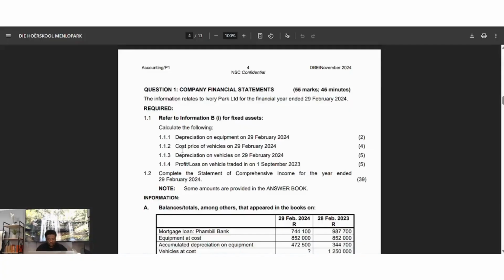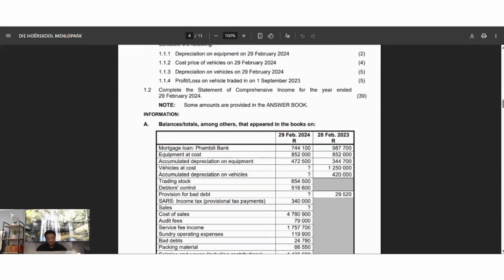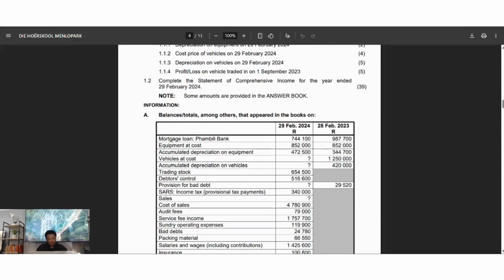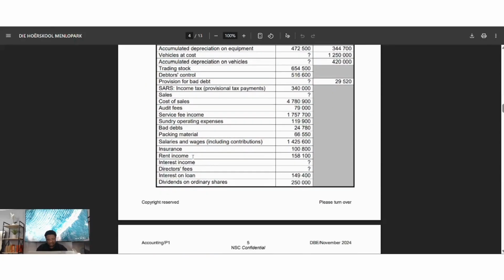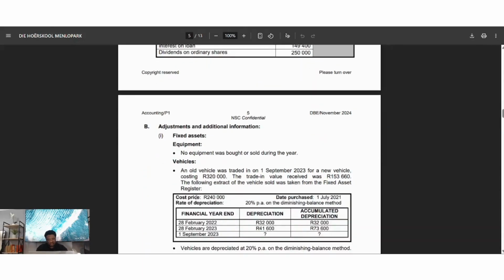The first thing that we need to do is to calculate depreciation, and that is for 2 marks. So I expect it to be easy to calculate because it's only 2 marks. Let's see the information that's given here. Obviously here we have these balances, and then we have this information B1, which is on fixed assets. And here they gave us information that makes it very, very simple to calculate the depreciation on equipment, because they said no equipment was bought or sold during the year.